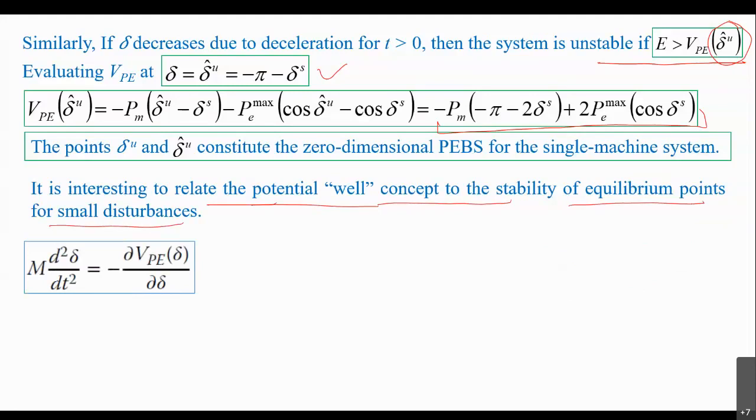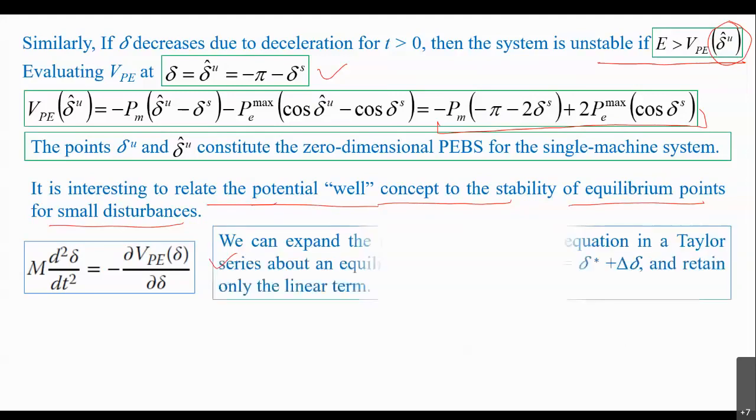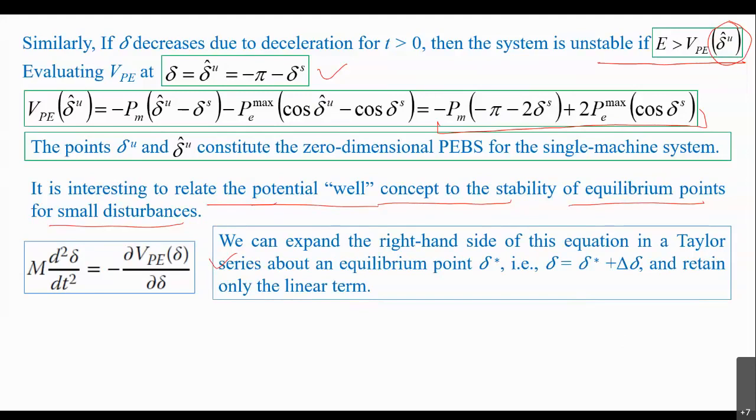Let us see how we can analyze the small disturbances, that means small signal analysis, using this energy concept. So now, from the swing equation we know that m of d square delta by dt square equal to minus the partial derivative of potential energy with respect to delta. We can expand the right hand side of this equation in a Taylor series.